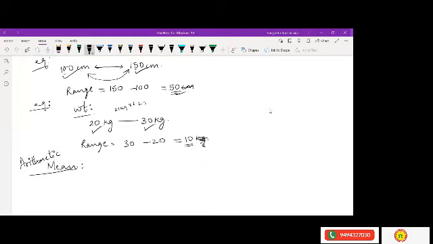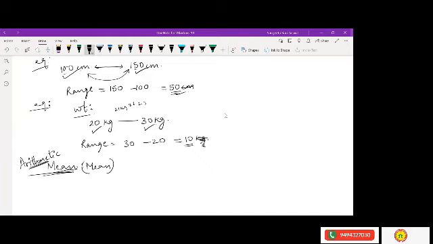Okay, arithmetic mean. We just normally call it mean also. So when we say just mean, it means arithmetic mean only. The word arithmetic means it goes with mathematical calculations. So what is the mean now?